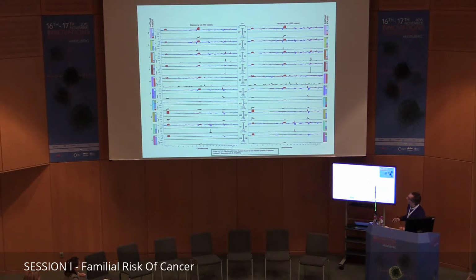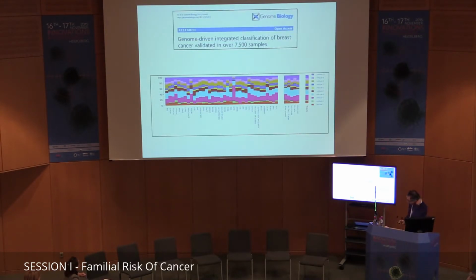We have now validated this quite robustly. So this is 7,500 samples that are external from 40 different studies for which only gene expression data was available, with the exception of the TCGA data, which is here. And we produced a classifier that you can use.